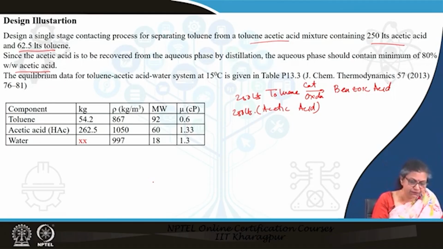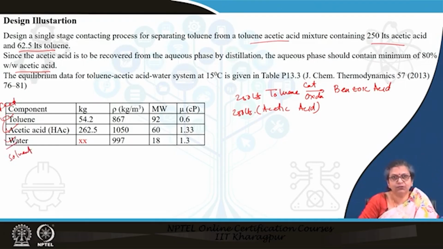Accordingly, we have to design the extractor such that in the solvent recovery, when the extract and the raffinate come to the solvent recovery unit, the water contains at least 80% weight to weight of acetic acid. How do we go about the problem? All the input data etc. are given. So, you have the feed, and you are going to give water here. How much water will you give?